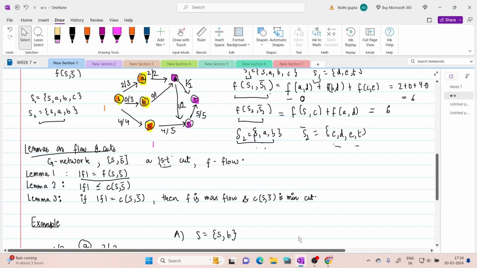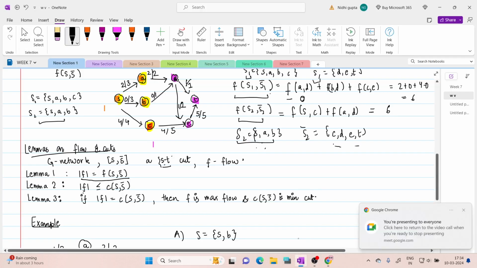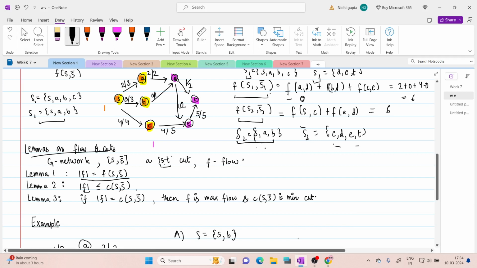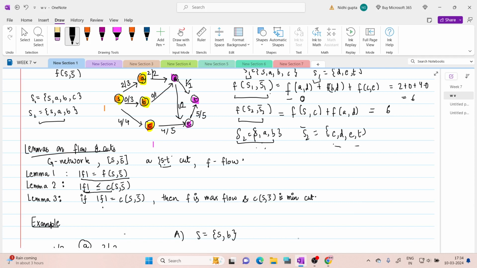The second lemma is that any flow value is less than or equal to the capacity of a cut. And thirdly, if the flow value is equal to the capacity of some cut, then F is a max flow and this cut is the minimum cut. By minimum cut, we mean the cut with minimum capacity.